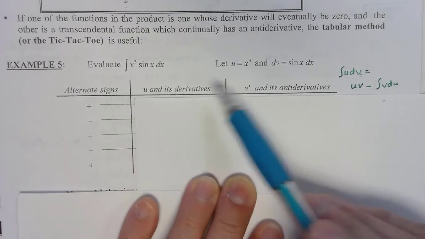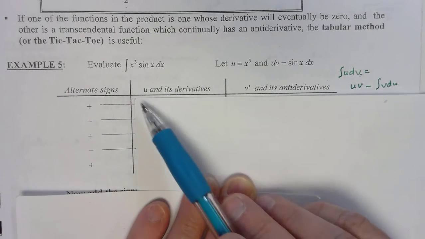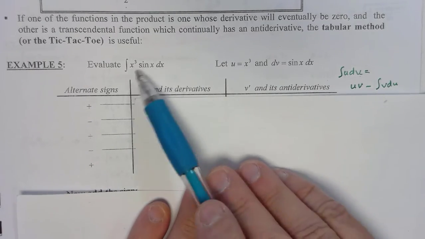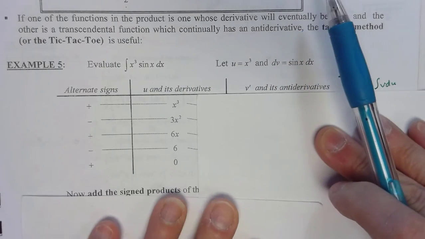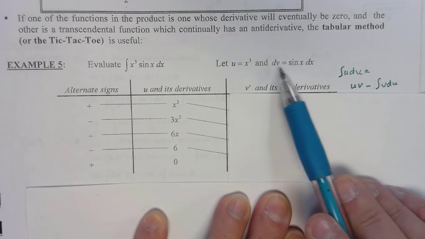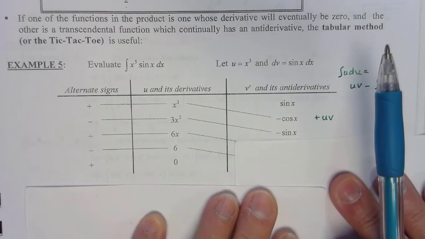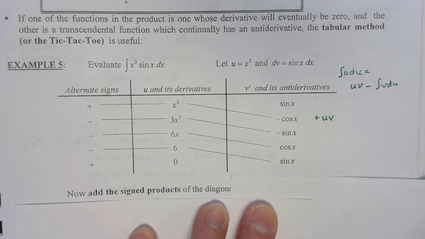First of all, we're going to make a chart and alternate our signs, plus, minus, and so forth. And then we're going to choose u, which is the one that is going to eventually have a derivative of 0, and start with u and list its derivatives until they get to 0. And then we're going to list our dv and antiderivatives until they all line up. And here's how this method works.